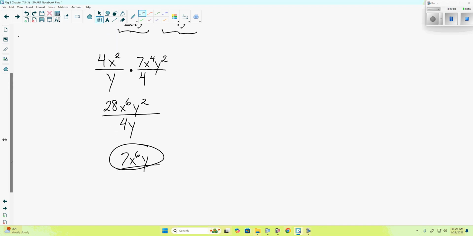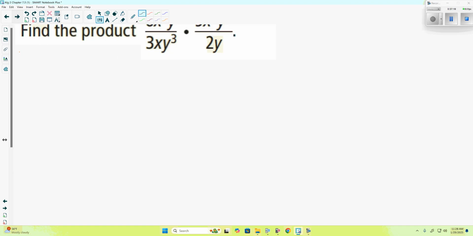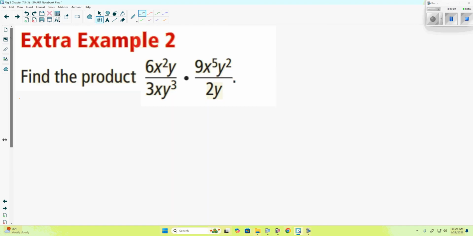So there is more than one way to do this, because again, we're just simplifying with our multiplication. Questions on any of this here? We'll stop there. We'll pick this up tomorrow.